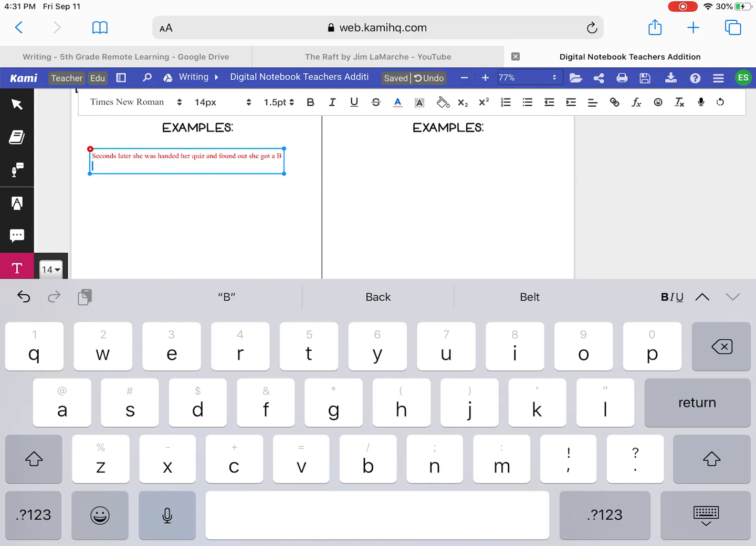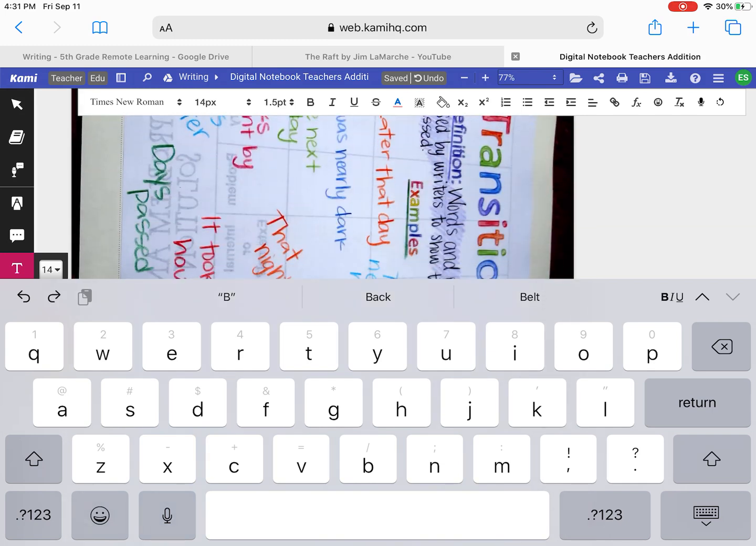We will be looking for transitions in your narrative writing pieces. So at the end of our narrative unit, you will be writing a narrative story, and we will be expecting you to use transitions within that story. Make sure that your reader is able to follow along.